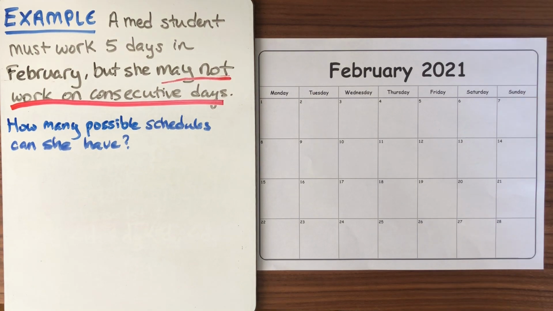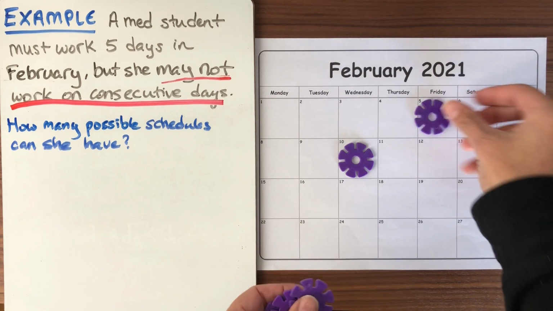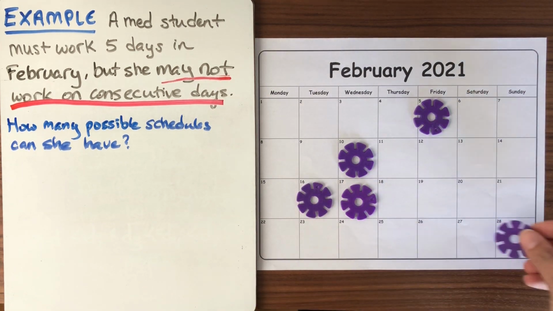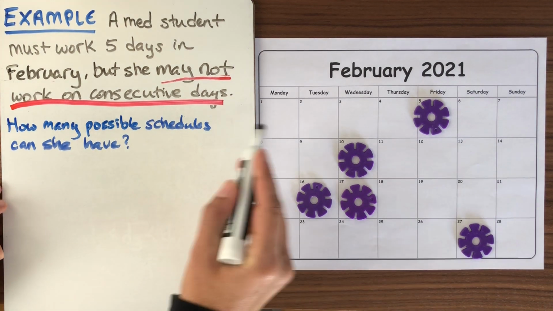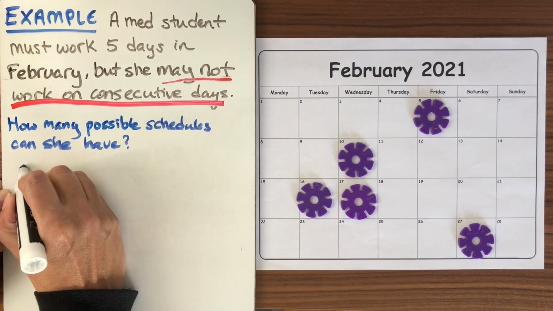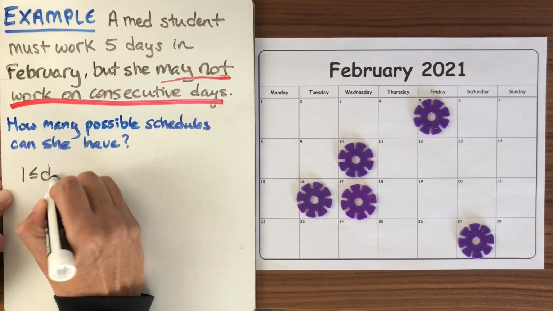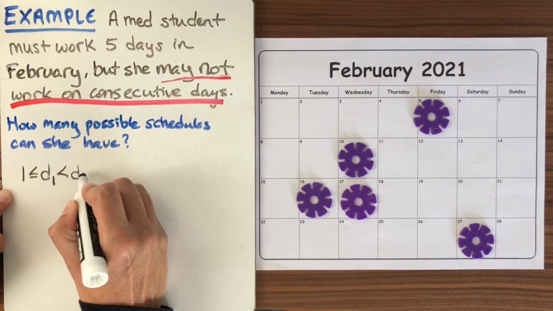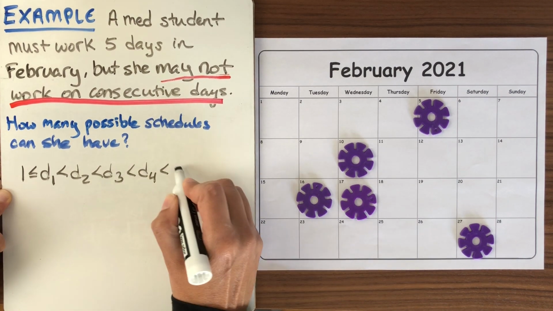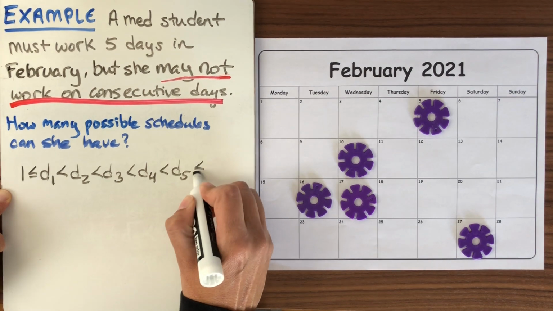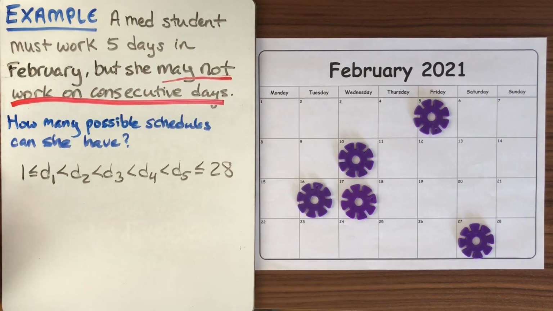Well, what we could do is give her 5 tokens representing the 5 days she needs to work, and then we just choose 5 days however we want. There. I've chosen 5 days. That's one possible schedule that she could have if the red constraint were not there. So without the constraint, what is she doing? She's choosing days. Her earliest day she can pick is the 1st of February. That's day 1. And then she'll have another day, and another day, and another day, and another day, up to the last day of February.